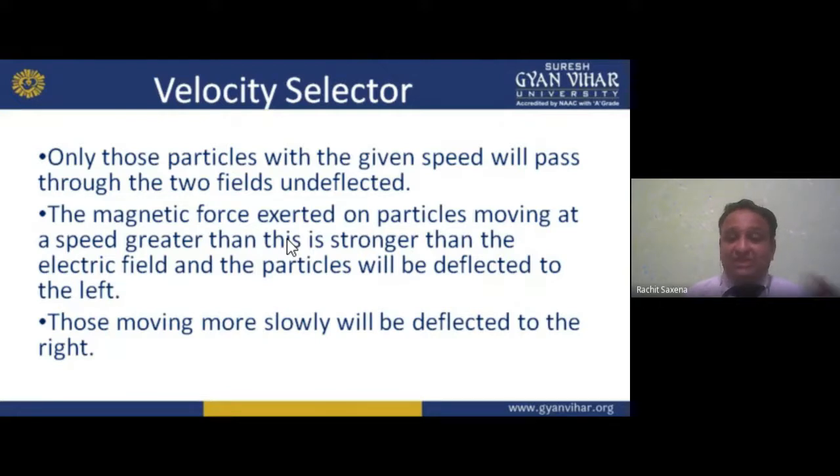If the magnetic force exerted on the particle is greater than the electrical force, then it will deflect. For example, a particle is moving at 50 kilometers per hour, but the magnetic force corresponds to 70, which is greater, then the particle will deflect to the left. That's all. I hope you understand this. Those moving more slowly will deflect to the right.